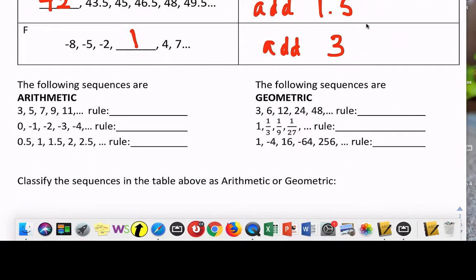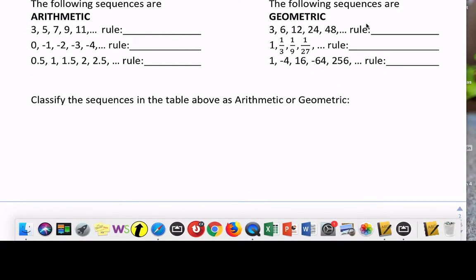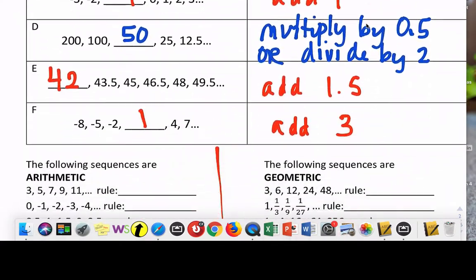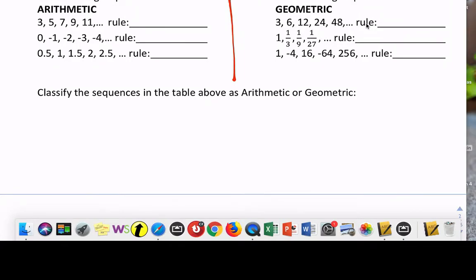The following sequences are arithmetic on the left-hand side, and on the right-hand side, they're geometric. Can you figure out the rule for each one? And then can you classify the sequences above as arithmetic or geometric? So while you're looking at these, figure out what makes something arithmetic and what makes something geometric.